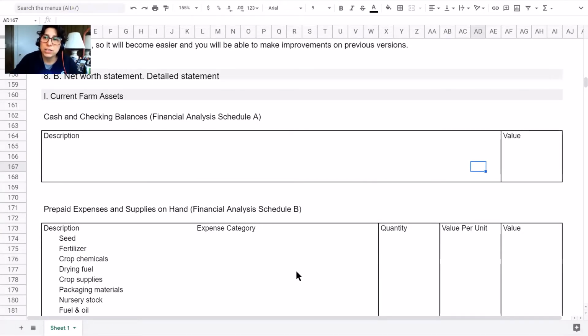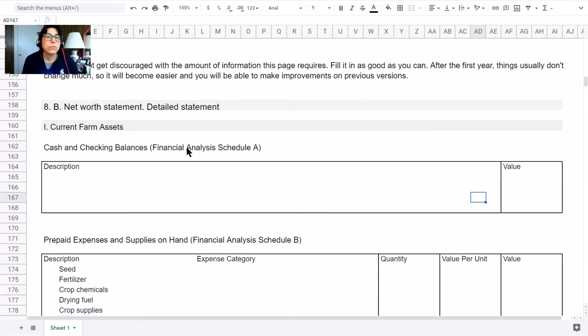Within the balance sheet, it is important to keep farm and non-farm assets, or personal assets and liabilities, separate. Most farm balance sheets break both assets and liabilities up into three categories: current, intermediate, and long-term. Net worth or equity is the difference between your total assets, which is what you own, and your total liabilities, which is what you owe.